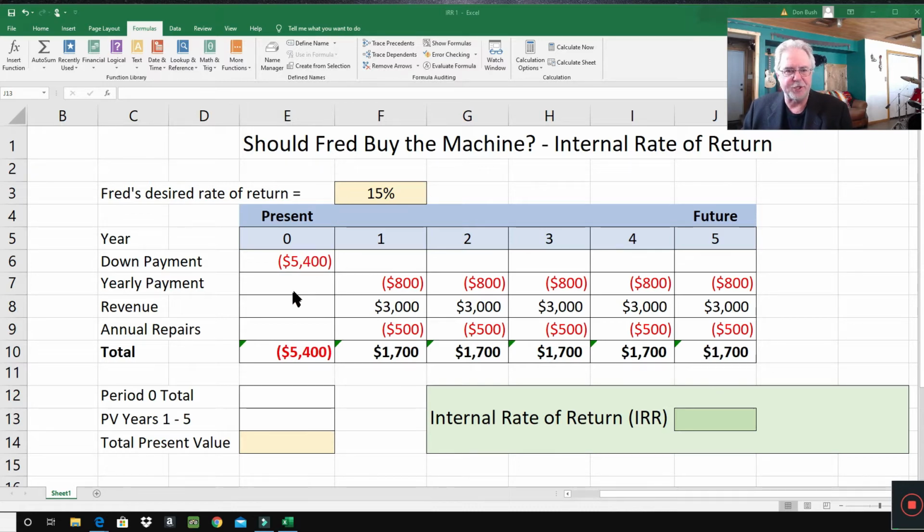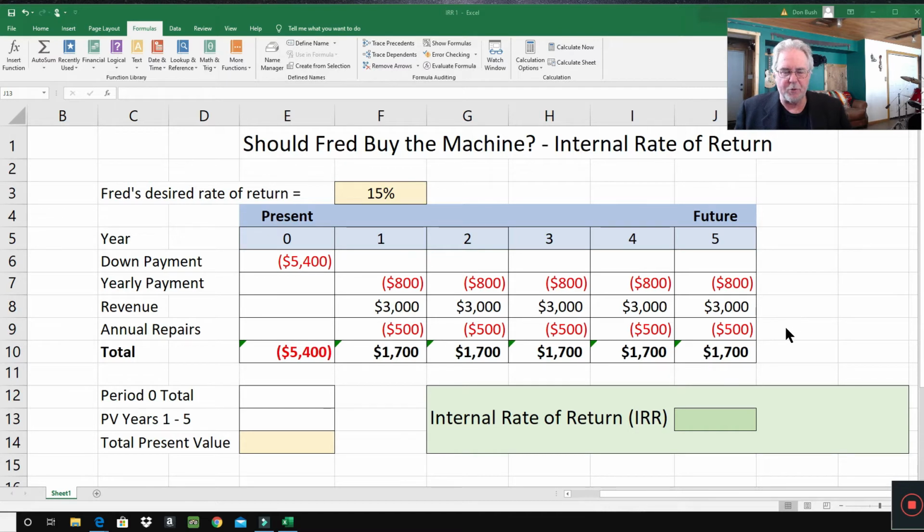Now, down here in the chart, Fred tells us that he has to make a down payment of $5,400, and that's listed as a negative number because cash outflows are negative. Yearly payments, he's got to pay $800 a year for the next 5 years. And revenue, he's going to make some money off of this machine, and he plans on making $3,000 each year for the next 5 years. Now, this is a cash inflow, so it is positive. Annual repairs, every year he's going to have to do some maintenance on this machine, $500 each and every year. And these are all the cash flows that Fred has told us about.